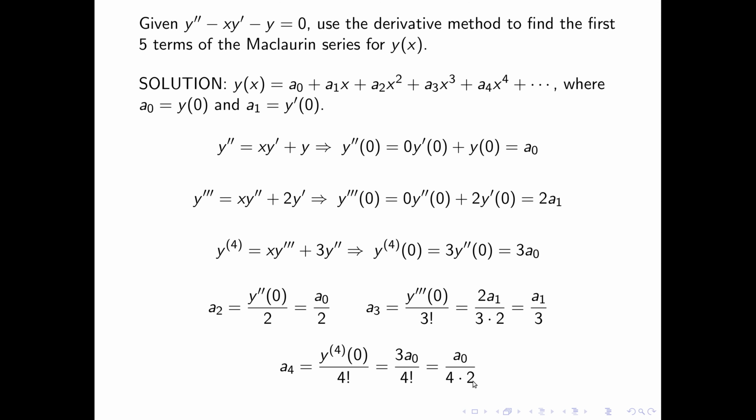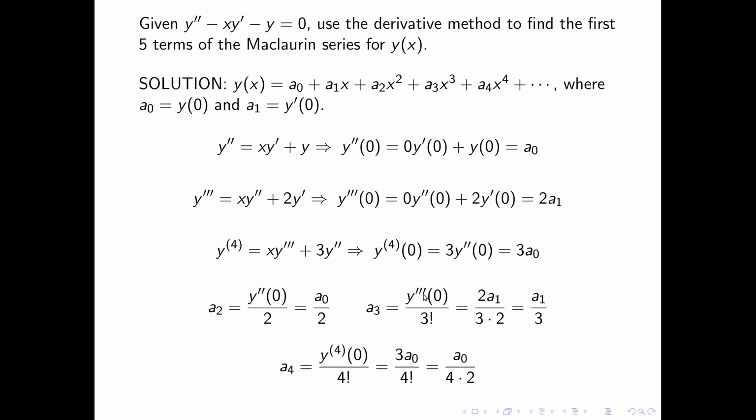And so you can see what's happening, right? In fact, what will A5 be? Can you tell? A5 is going to be similar to A3. A5 is going to be A1 over 5 times 3. And then A6 is going to be A0 over 6 times 4 times 2. Okay, so you get the picture.